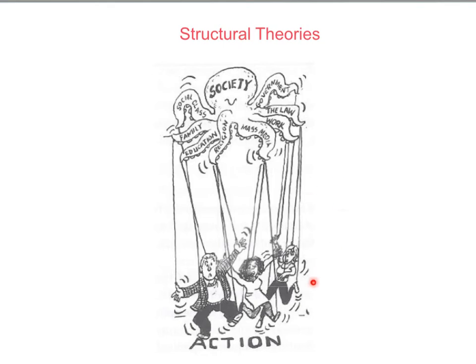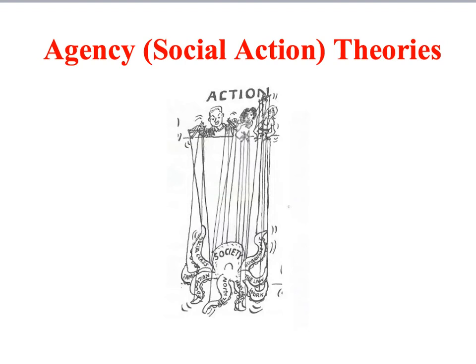So as we can see in this cartoon, from this perspective, the individual is like a puppet whose strings are being pulled by the social institutions that exist within society, such as the family, the education system, the mass media, the workplace, etc. In complete contrast, agency theories, sometimes called social action theories, reject the idea that people are simply the puppets of wider social forces. Agency theories emphasise the free will and choice of individuals and their role in creating the social structure.